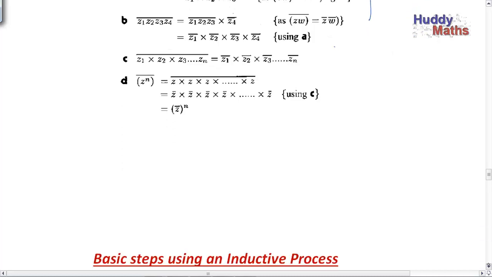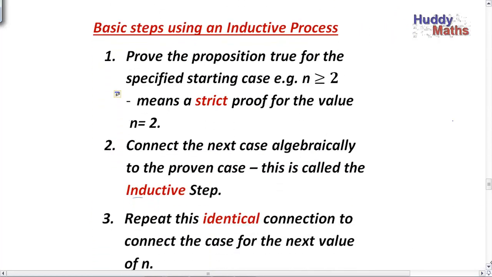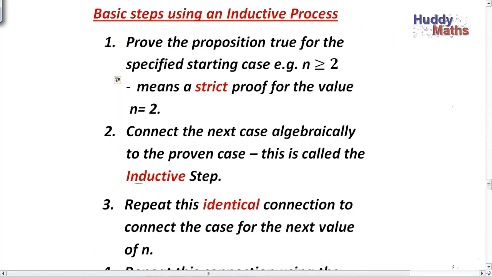Okay, let's go on, and I want to give you Huddy's version of proof by the process of mathematical induction. The first step is you must prove the proposition true for the starting value, which is usually, in complex numbers, n equals 2. Because you are usually starting with two of them, and you show this is true, and then extend it for all n. So you must absolutely prove case n equals 2, which we've been doing. This means a strict proof for the value n equals 2.